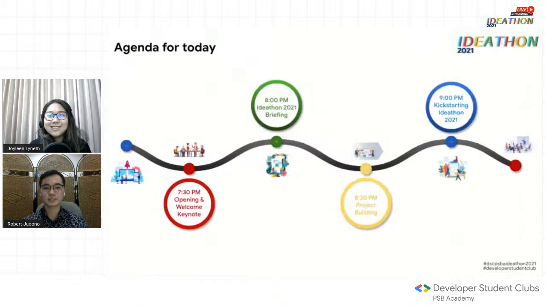Ideathon 2021 is a competitive event that requires the participating teams to develop a solution for one or more of the 17 United Nations Sustainable Goals using Google technology. Wow, that sure is interesting. So here is a brief rundown of what we'll be doing today. First up, we have the opening remarks, followed by the Ideathon briefing. Then we have the project building, and lastly, we have kickstarting Ideathon 2021.